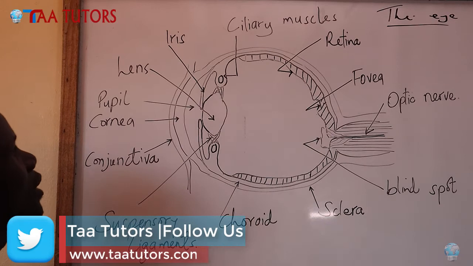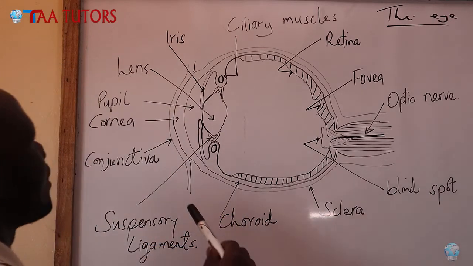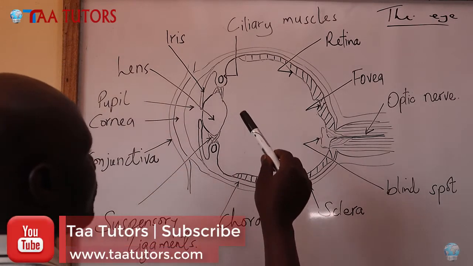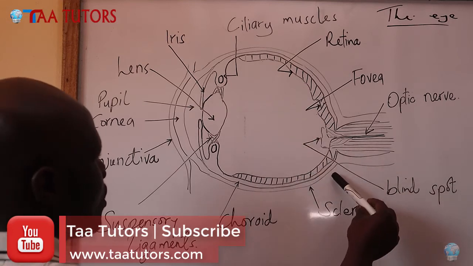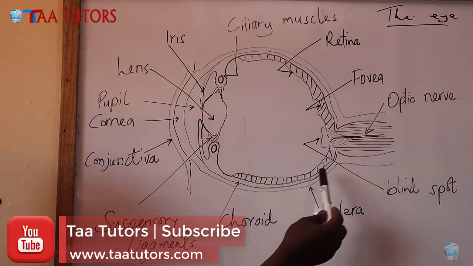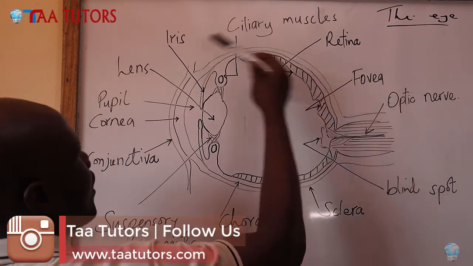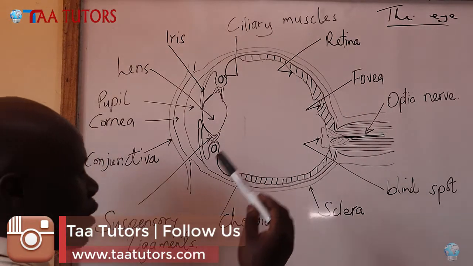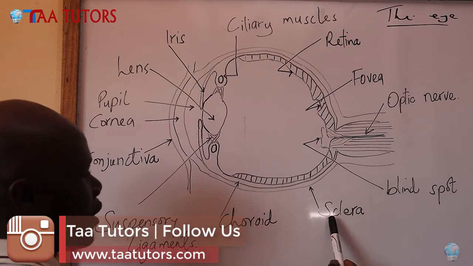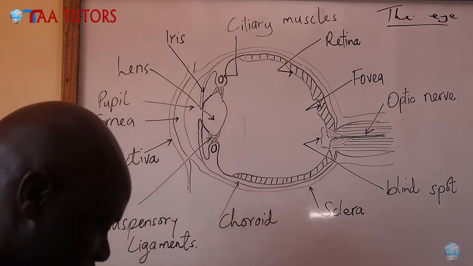So I want you to look at this part that is called the outer part, the outermost part of the eye, this part here. It goes all the way round. We are calling it the sclerotic layer. A short form is the sclera. So that is the inner part of the eye.